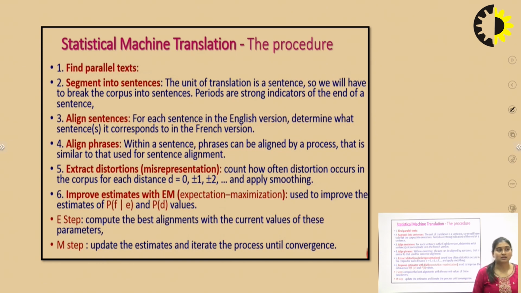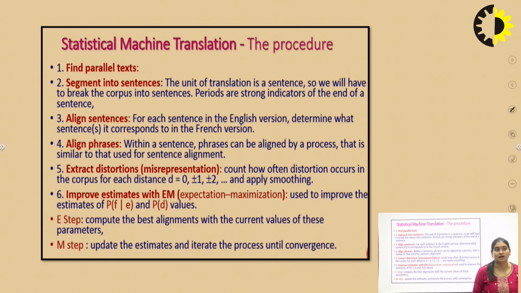Now, second is segmentation into sentences. The unit of translation is a sentence, so we have to break the corpus into sentences, and that is the reason we are breaking the corpus into sentences. Periods are strong indicators of the end of a sentence. The third step is to align the sentences. So second is segmentation, third is alignment. For each sentence in the English version, determine which sentence it corresponds to in the French version.